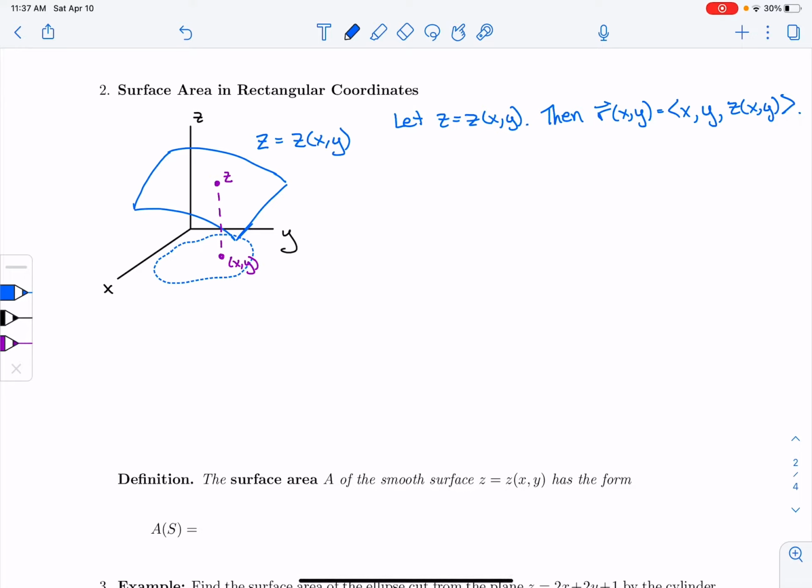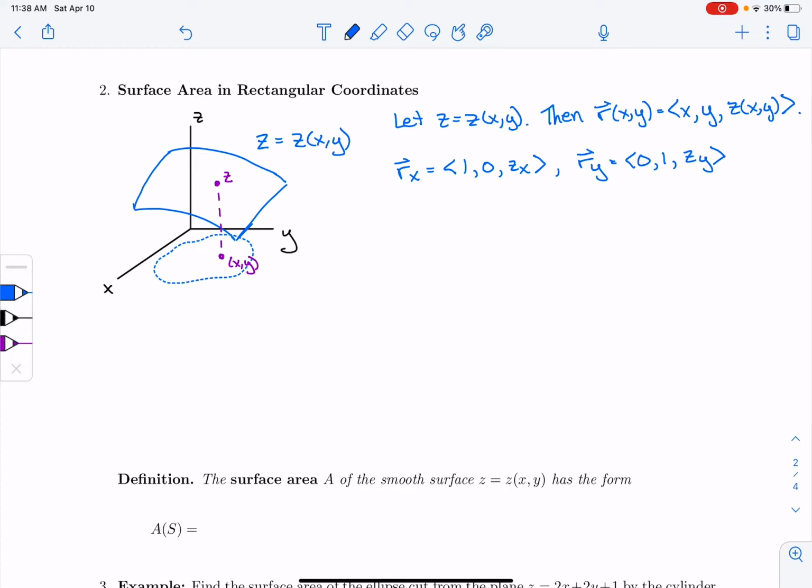Now I would like to find the surface area, so I need to find the two tangent vectors. r sub x happens to be 1, 0, and then the derivative of the z function with respect to x, and r sub y is 0, the derivative of y is 1, and then the derivative of the z function with respect to y.